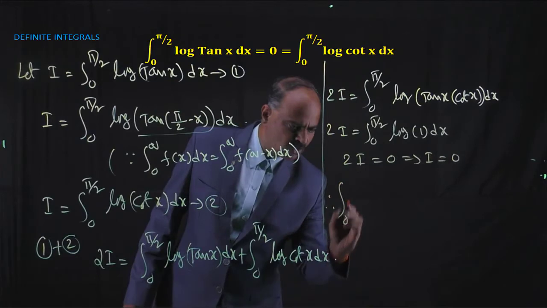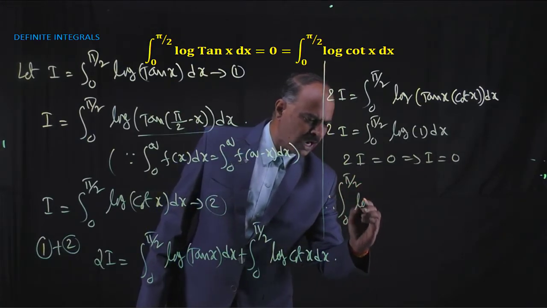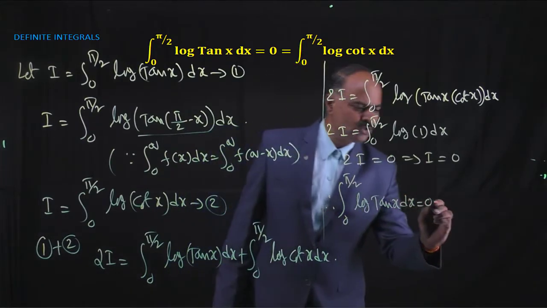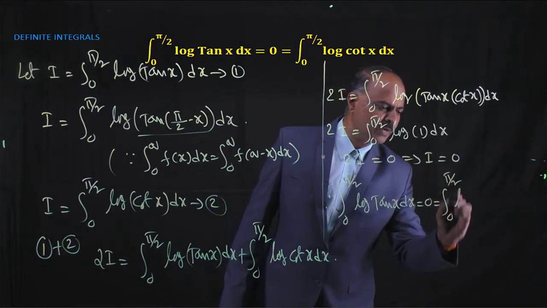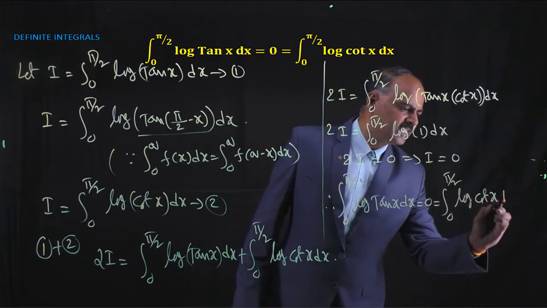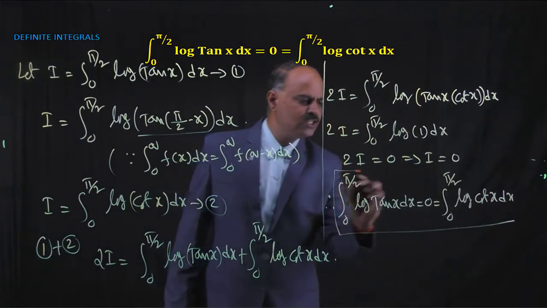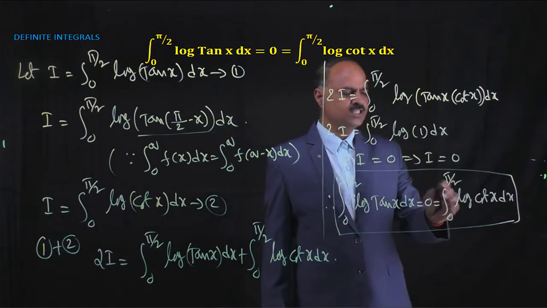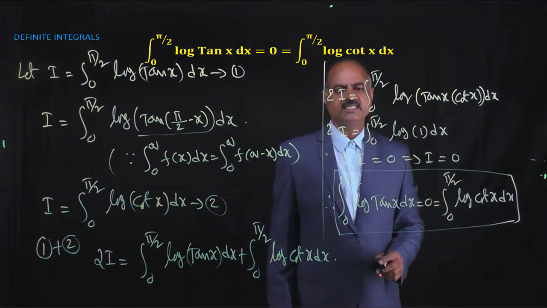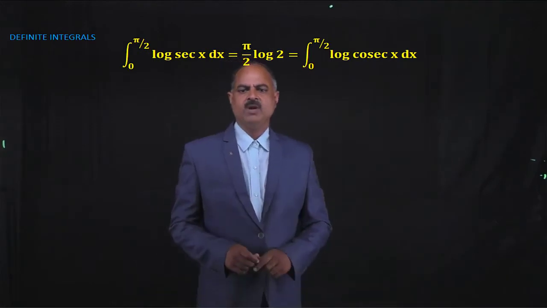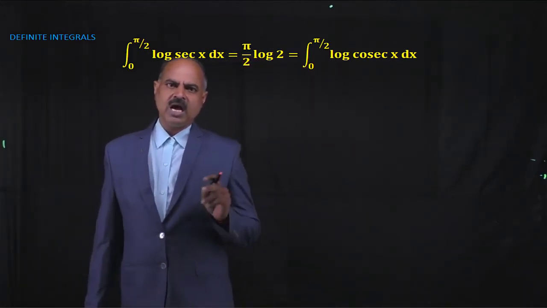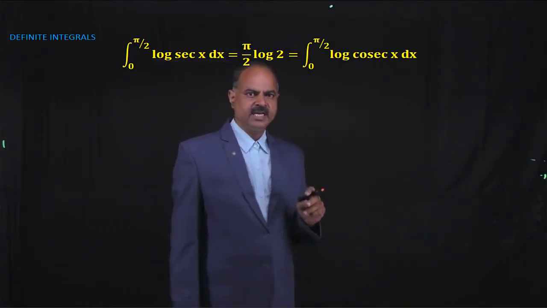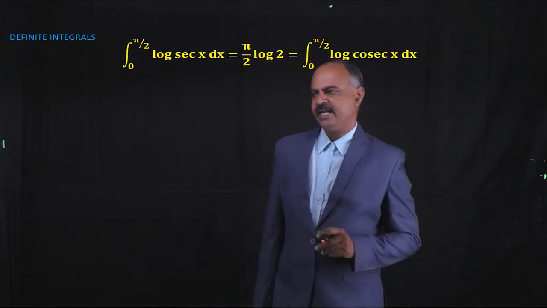Therefore integral 0 to pi by 2 log of tan x dx equal to 0, that is equal to integral 0 to pi by 2 log of cot x dx. So finally integral 0 to pi by 2 log tan x dx equal to 0, that is equal to integral 0 to pi by 2 log cot x dx. Next formula: integral 0 to pi by 2 log secant x dx equal to pi by 2 log 2, that is equal to integral 0 to pi by 2 log cosecant x dx.